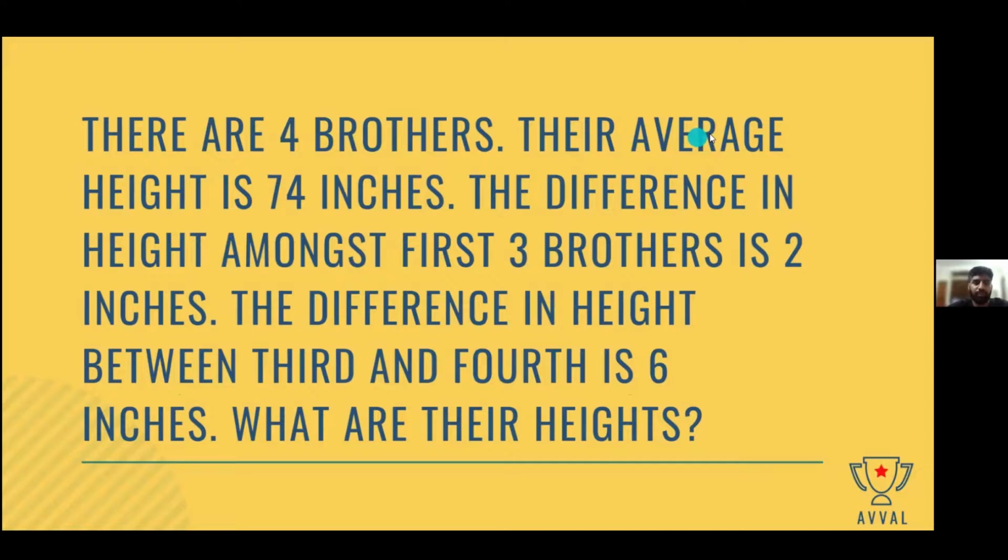Alright, please note down. Amar's height is X. Akbar is X plus 2. Anthony is X plus 4. And Aman is X plus 10. So what is the sum of these heights? It's nothing but 74 times 4. So X plus X plus 2 plus X plus 4 plus X plus 10 is 74 times 4.